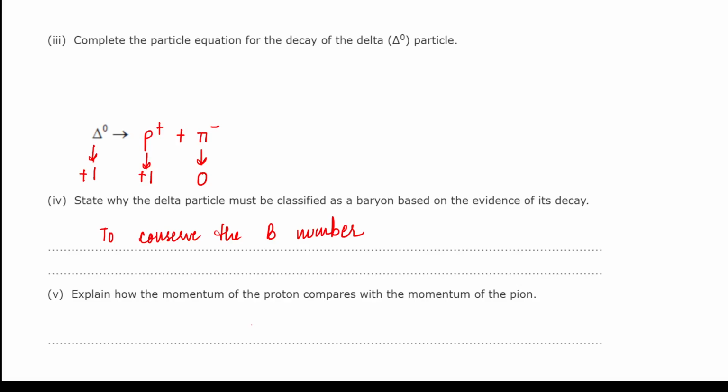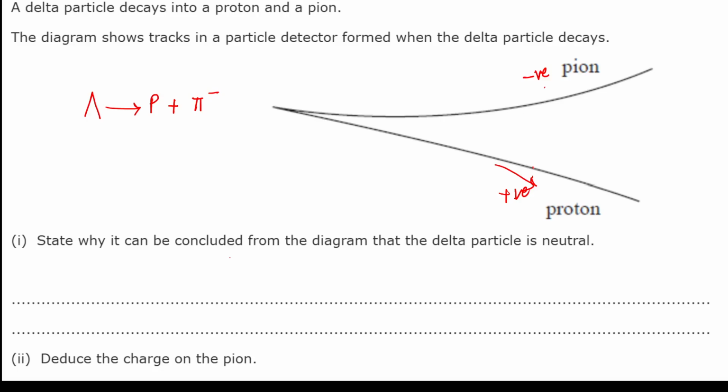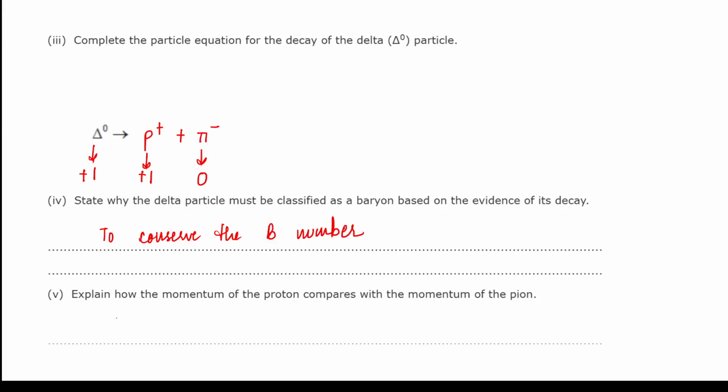How the momentum of the proton compares with the momentum of the pion. As you can see, whose radius do you think is larger? The radius of the proton is larger. Okay, let's just go back. So as you can see, this one is curving more than the proton, so the radius of the proton is larger than the radius of the pion.